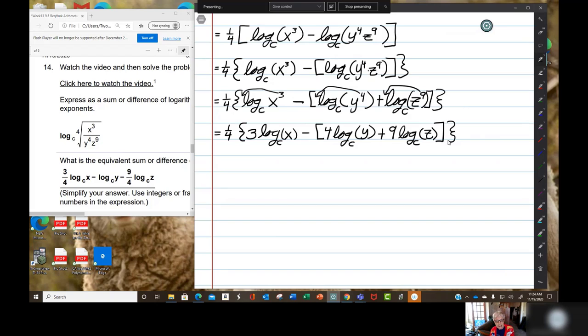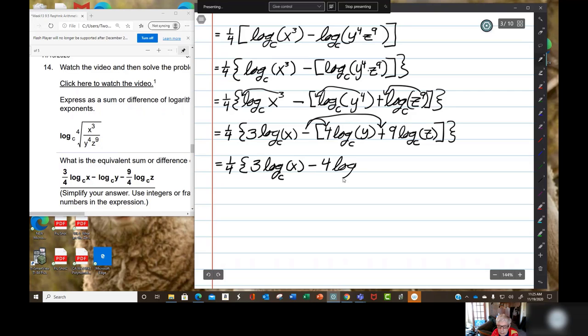All right, now what comes next? I'm going to distribute the negative sign here and here. So that's going to actually get rid of my brackets. All right, so we have 1/4 brace, 3 log base C of X minus 4 log base C of Y. Now I've got minus times plus is minus 9 log base C of Z.